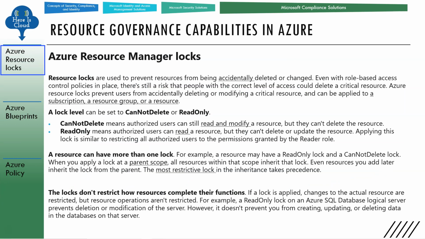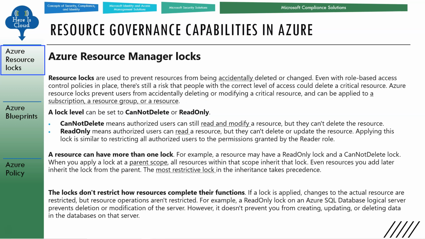First, we have Azure Resource Locks. These locks are used to prevent a resource from being accidentally deleted or changed. Even with role-based access control in place, there are still risks that people with the correct level of access could delete a critical resource. That's where Azure Resource Locks prevent users from accidentally deleting or modifying a critical resource. And it could be applied at a subscription level, a resource group, or at a resource level.